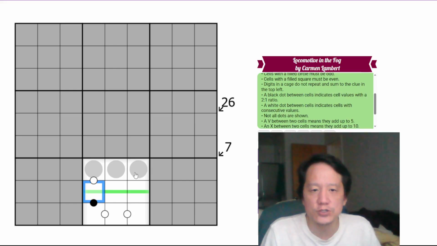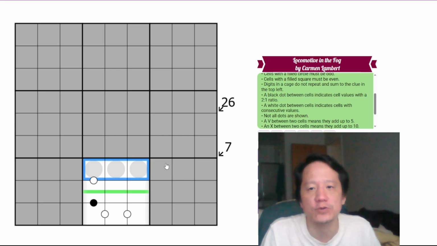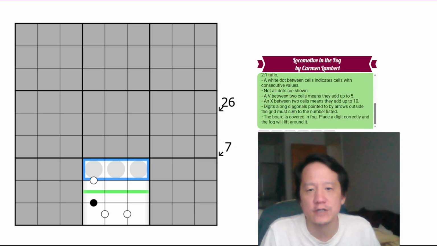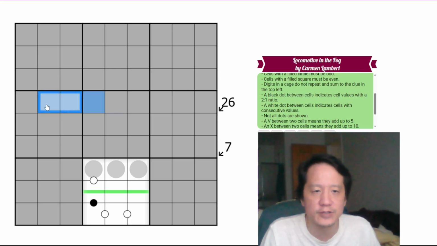Cells with a filled circle must be odd, so all of these digits are odd. And cells with a filled square must be even. So if it's a filled square, it has to have an even digit inside of it. Digits in a cage do not repeat and sum to the clue in the top left. Wow, there's a lot of rules here that we don't see. So say we had a cage here, and say it was something like this. And say there was like a 10 in the top left corner. Then these 3 digits would have to add up to 10, and you could not have repeats in them. And that's how killer cages work.